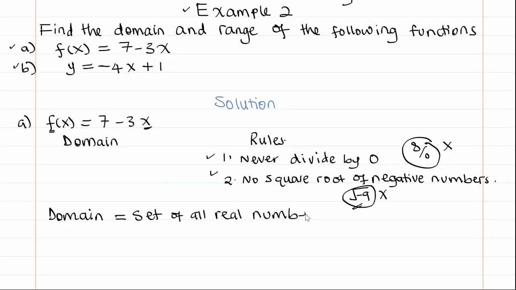Because for any real value of x that we substitute here, the output value of the function f of x will always be a real number. This implies that our domain will basically run from negative infinity up to positive infinity. This is in the interval notation.